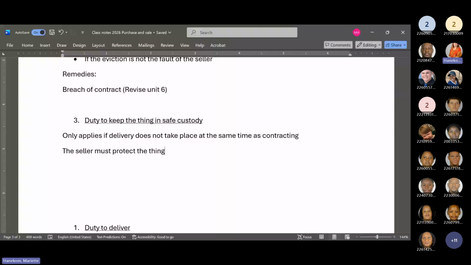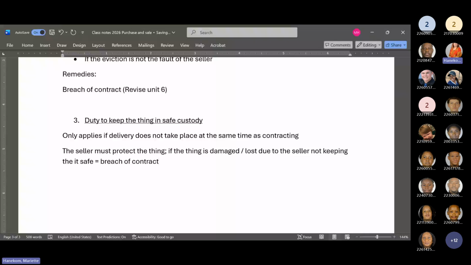If I don't do this duty, and it's damaged or lost due to the seller not keeping it safe, this is breach of contract. I had the duty to keep it safe. I didn't keep it safe. I didn't fulfill my obligation. It is breach of contract.